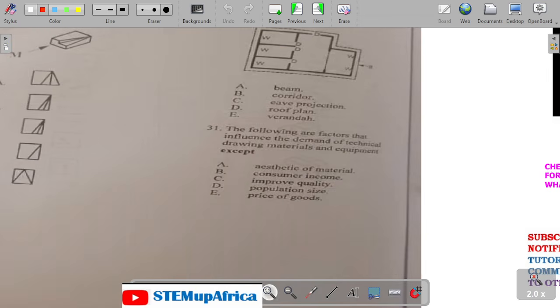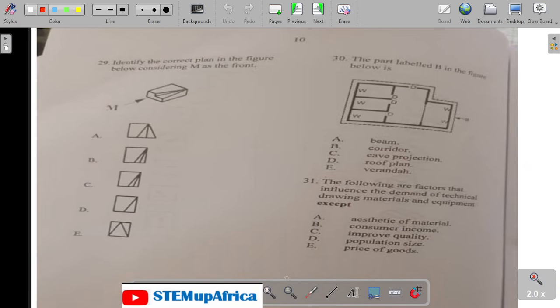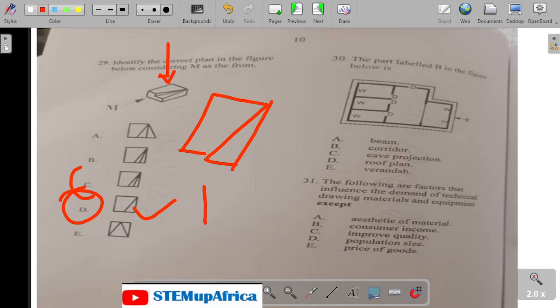29. So the figure, identify the correct plan. We are looking from the top. Consider M as the front. We are going to have this shape like this first. Then we see this like this. Okay. Which is option D. Yeah. 30.